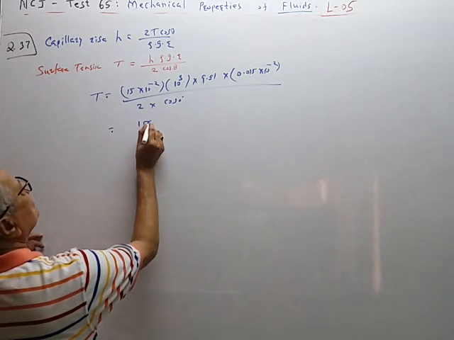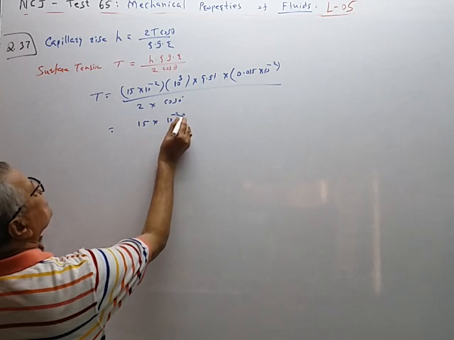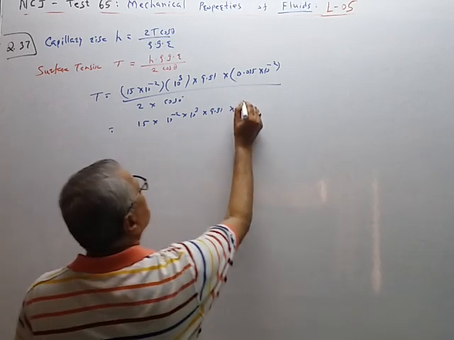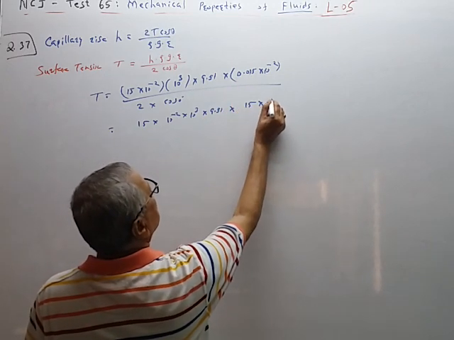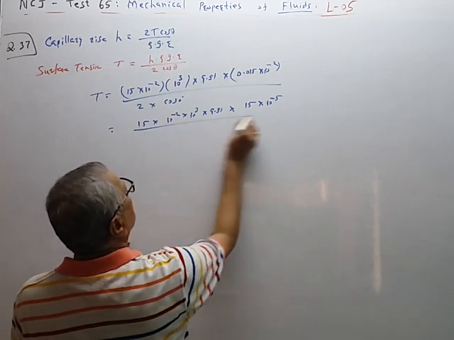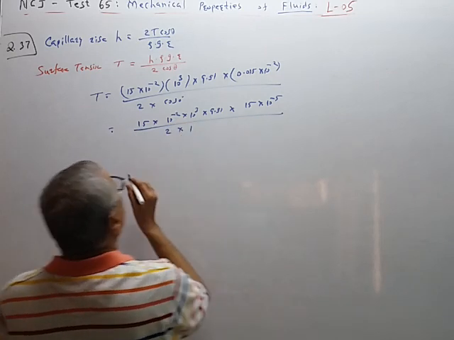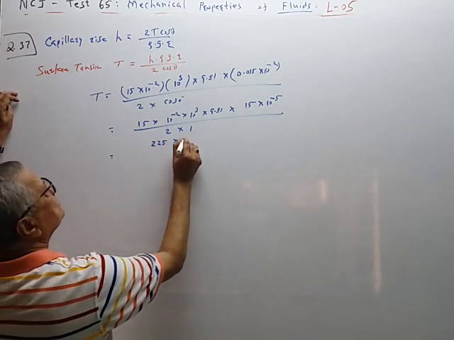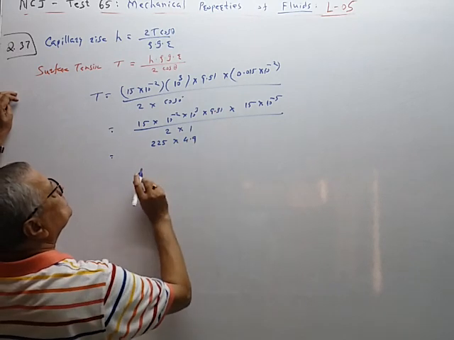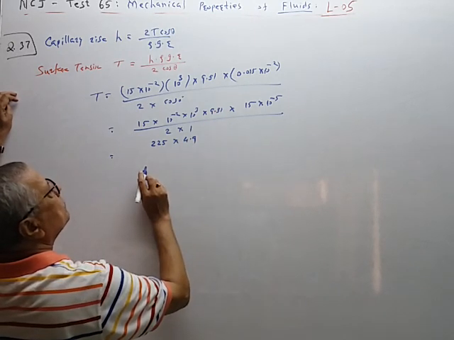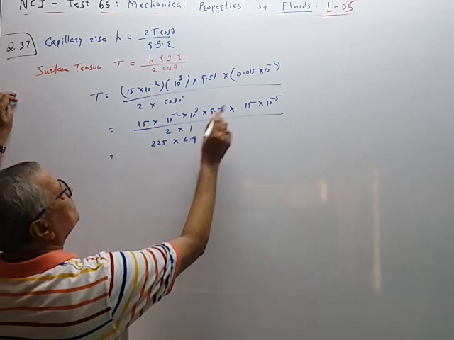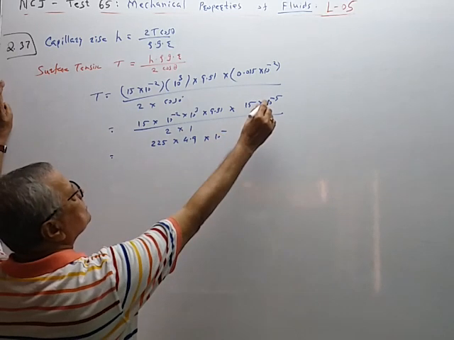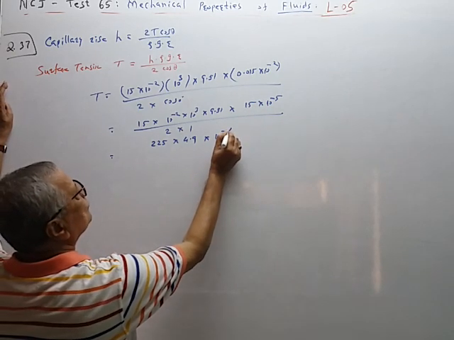So this is equal to 15 into 10 raised to minus 2 into 10 raised to plus 3 into 9.81 into, now if this becomes 15, then it will be 10 raised to minus 5 upon 2 multiplied by cos of 0, which is equal to 1. So 15 into 15, 225 multiplied by 4.9, multiplied by, the power is 10 raised to minus 5 minus 2 minus 7, this is minus 4.